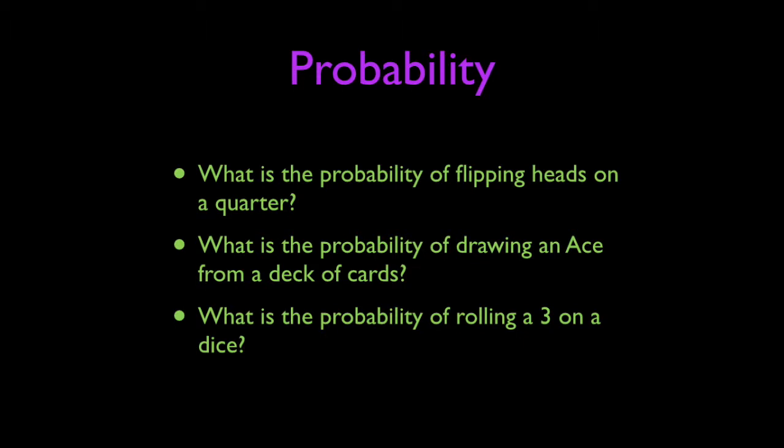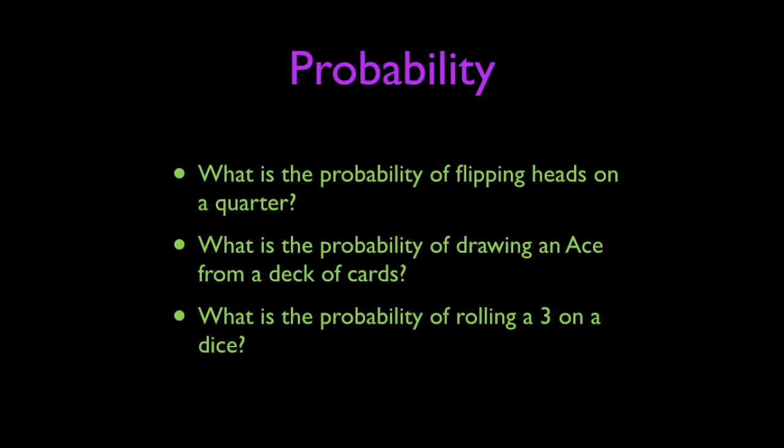What is the probability of drawing an ace from a deck of cards? Well, in order to solve this, you have to know how many cards are in a deck. There's 52 cards in a deck. How many suits are in a deck? There's 4 suits. Well, out of those suits, how many of those are aces? Well, there's 4 aces, so 4 out of 52. Yes, you can simplify that, but for the sake of this, it's 4 out of 52, or 1 out of 13.